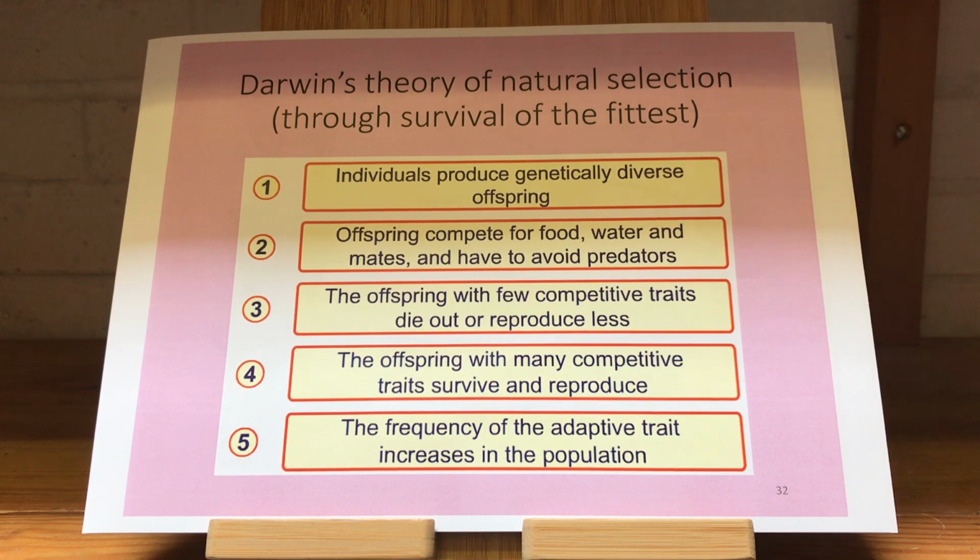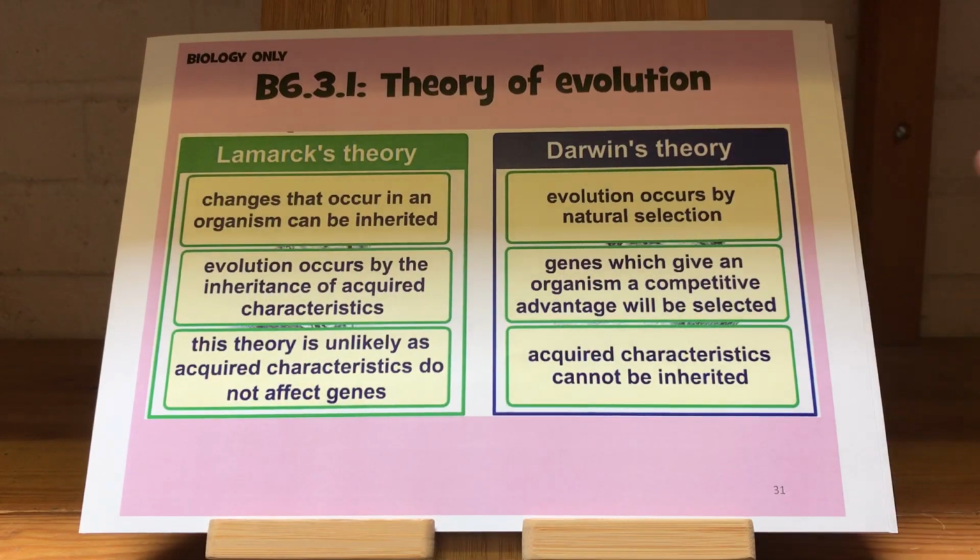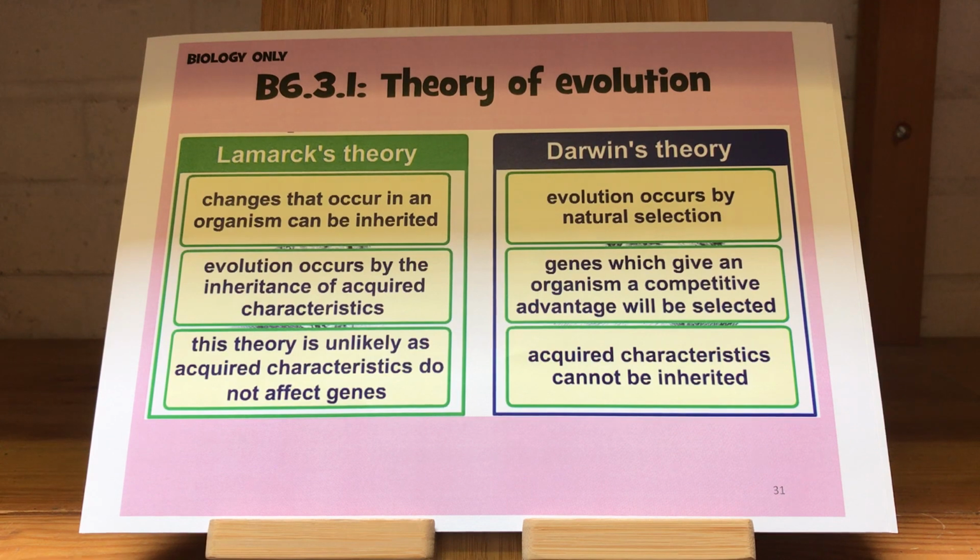Now we also looked at Lamarck. Lamarck was the guy who said, whatever changes happen to you in your life, you will pass on to your offspring. This is like him saying, if you get a tattoo, then your child will be born with a tattoo. Obviously that's not the case. So Darwin's idea was about genetics, Lamarck's idea was about the environmental changes that occur to you.